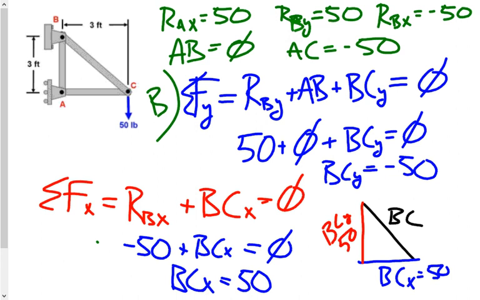But Mr. Spudik, couldn't we have just looked and seen it was a 45, 45, 90 triangle, and once you got 50, you know the other one's 50 too? Yeah, that's true. That would have worked also.